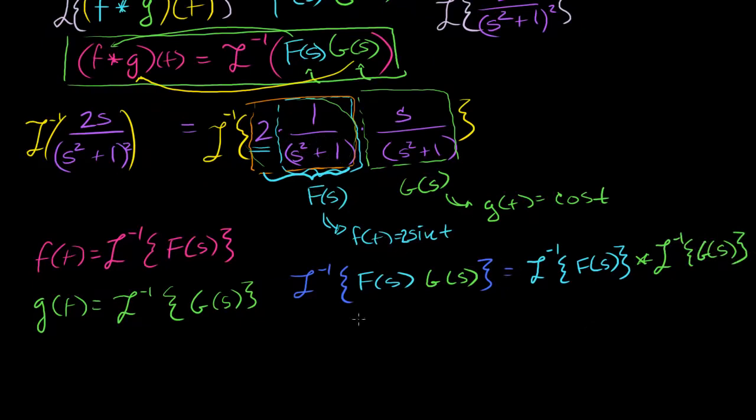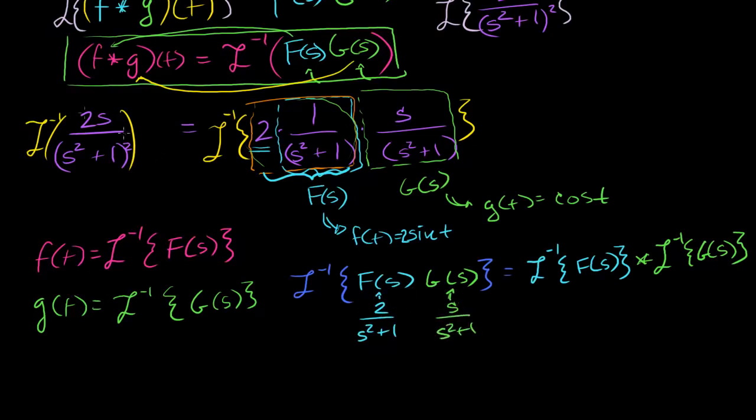This is f of s right here. 2 times, I'll do it in the light blue, this is 2 over s squared plus 1. That's f of s in our example. And the g of s was s over s squared plus 1.